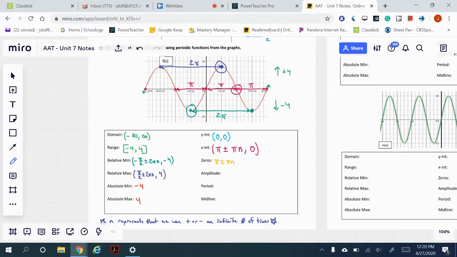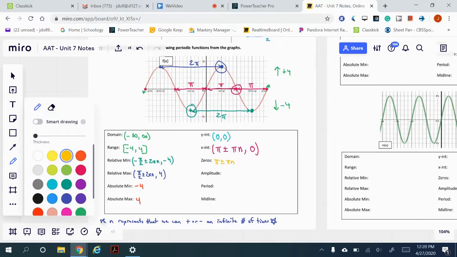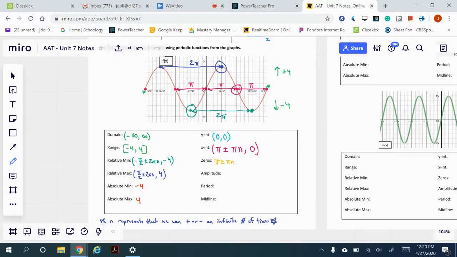Notice relative max and mins and x-intercepts have a little bit of a change, but everything else is pretty straightforward. So let's take a look at our amplitude. Let's go with pink here for amplitude. Again, we can see that our absolute maximum is at 4, and our absolute minimum is at negative 4. So we can see that the distance between the two of them is 8.